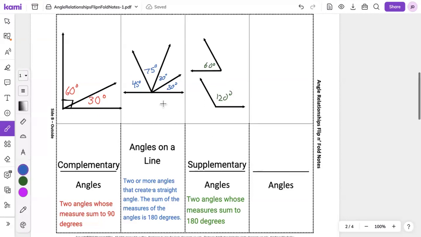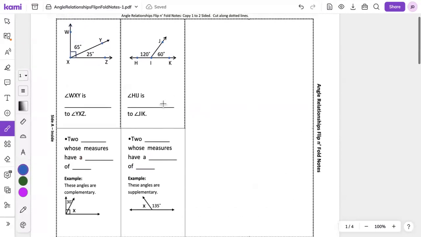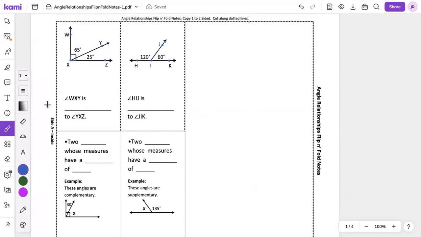If you flip your paper over, on the other side, we have these 2 examples. So if we fill in the blank here, WXZ is 90 degrees. We can tell that because of this box. And it says angle WXY is what to angle YXZ? And that's going to be, of course, complementary. So that is 2 angles whose measures have a sum of 90 degrees. We're just repeating what we've already done.